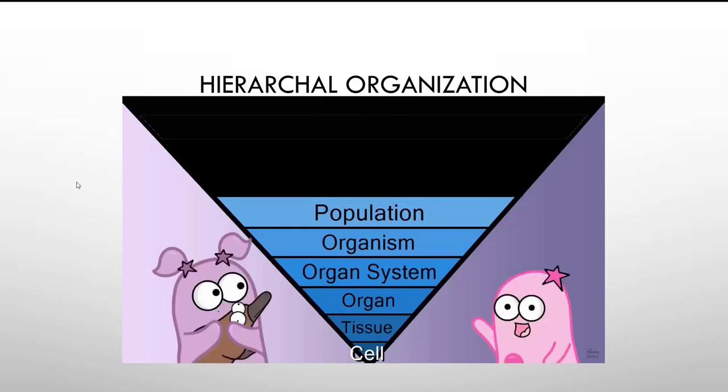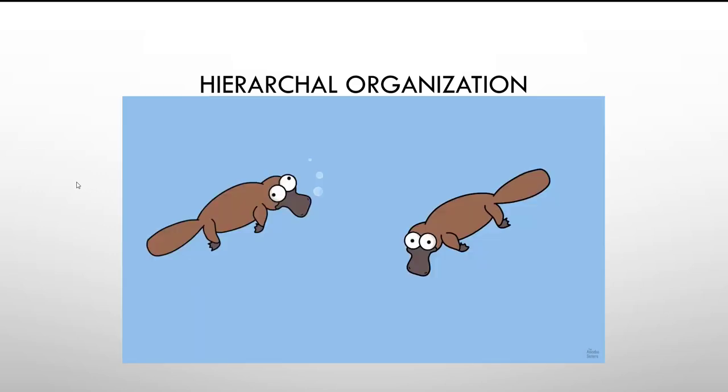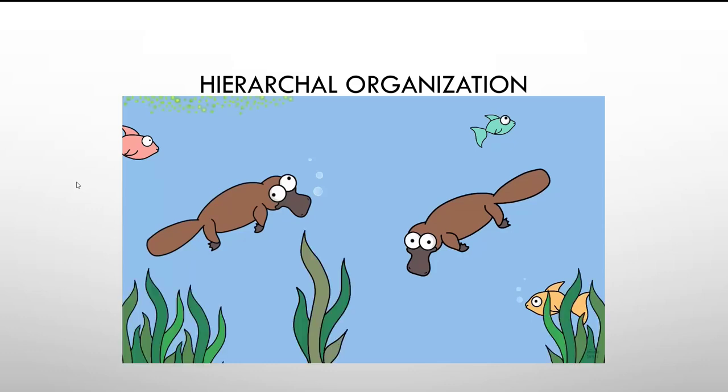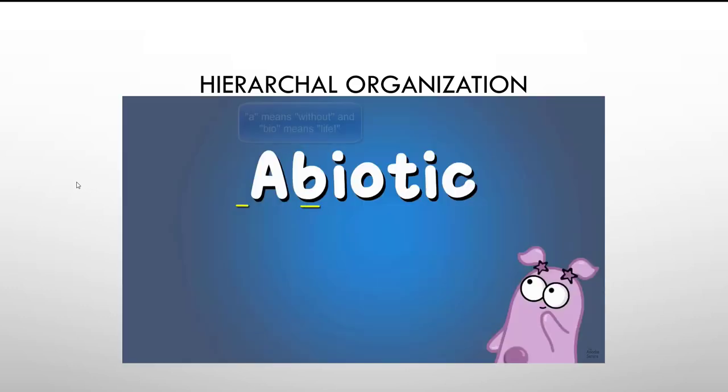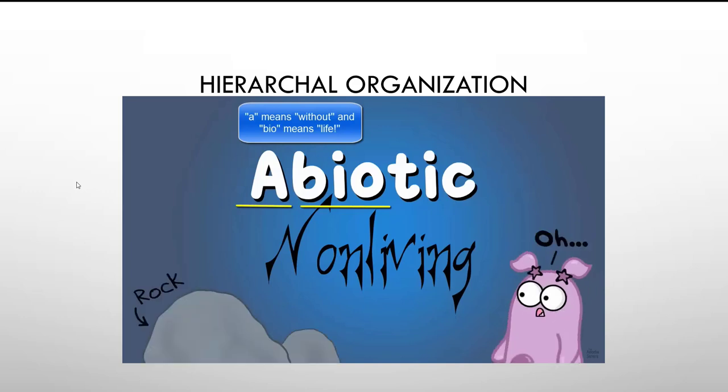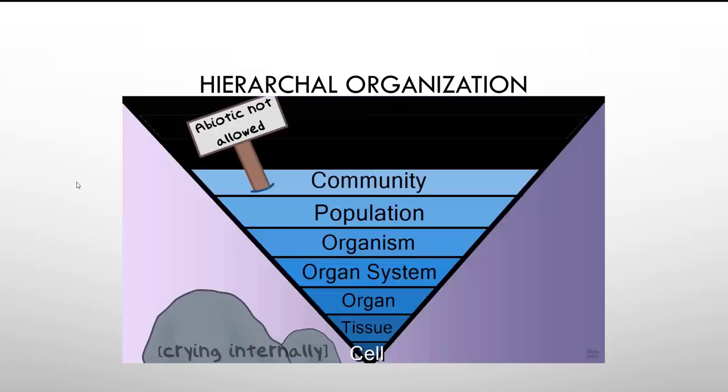It's a platypi population. Great YouTube channel name right there. But include other populations such as fish, algae, and plants along with the platypi, and now you have a community. A community includes many populations, but it does not include abiotic factors. Abiotic factors are factors that are non-living, like rocks. Abiotic factors are not considered in the community level, just biotic factors.